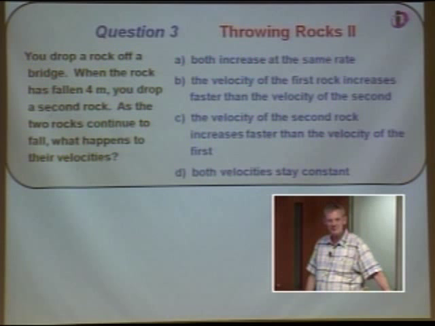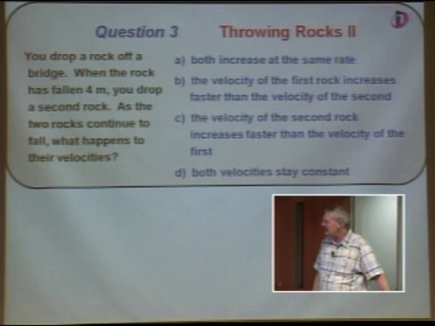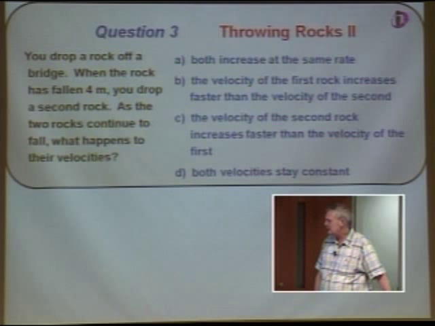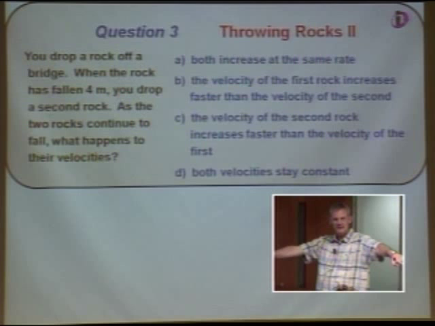Okay. All right. You drop a rock off a bridge. When the rock has fallen 4 meters, you drop a second rock. As the two rocks continue to fall, what happens to their velocities? Discuss.